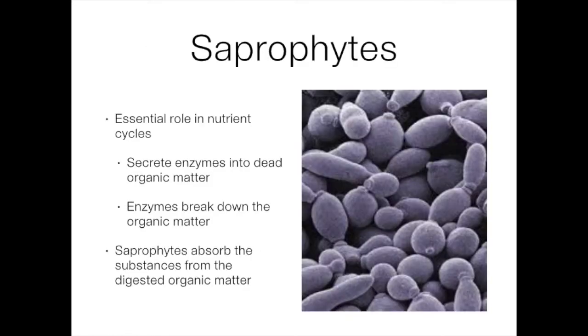Saprotrophic bacteria and fungi have an essential role in nutrient cycles. They feed by secreting enzymes into dead organic matter, including dead plants and animals and feces. The enzymes gradually break down the organic matter, and the nutrients that were locked up in complex organic compounds are released. The saprophytes then absorb the substances that they need from the digested organic matter.